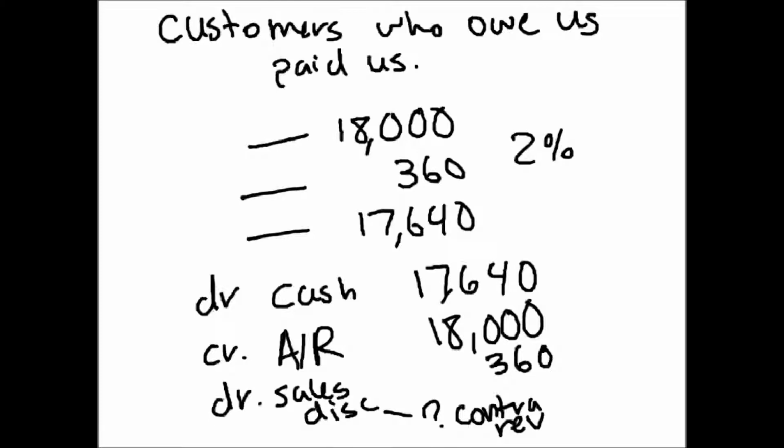So we're going to have a debit to cash for 17,640. A debit to sales discount. Remember, sales discount is a contra revenue account, for 360. And we're going to credit accounts receivable for the full amount of $18,000, because we need to show on our accounting records that they don't owe us any money. If we credit accounts receivable for only $17,640, it'll show people who look at our accounting records that someone owes us $360, which is not the case.